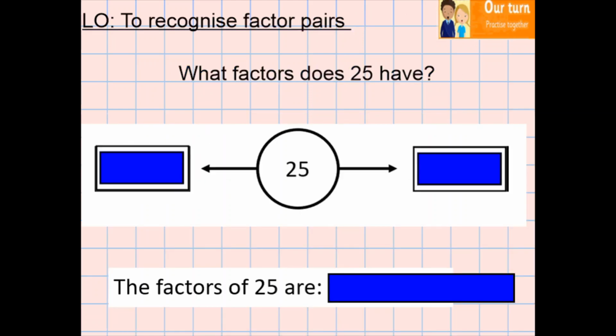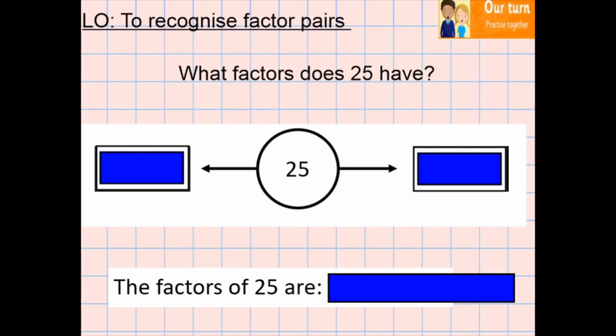So we've talked about factor pairs, and we talked about factors. A factor is simply just one number that will divide into that number, but the factor pair are the 2 numbers that would go together, such as 3 and 6 for 18 that we just looked at.